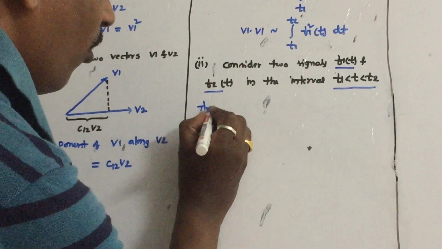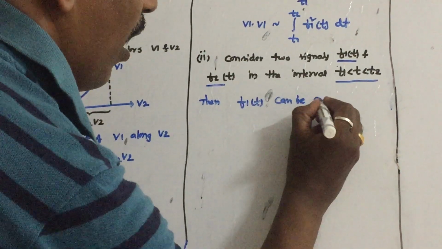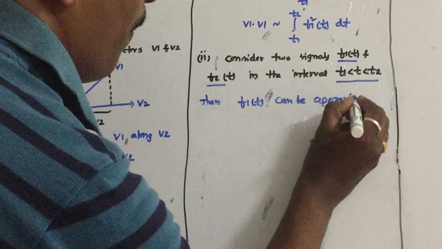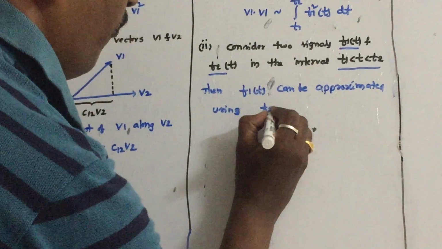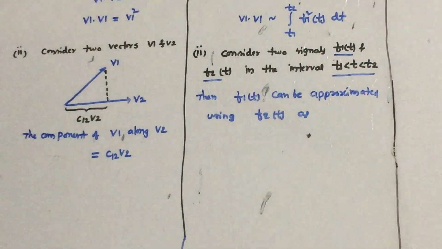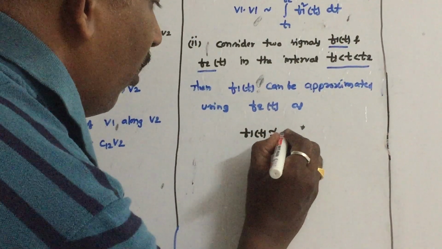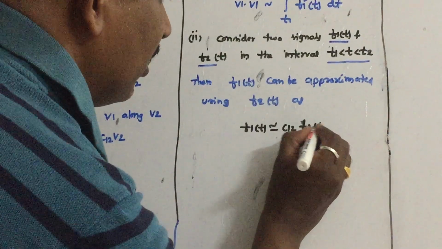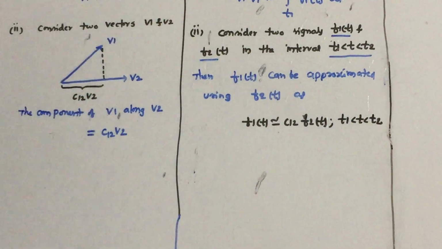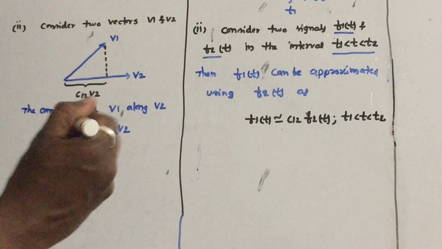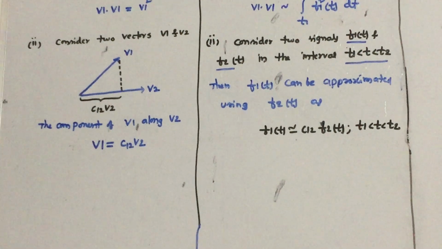Then f1 of t can be approximated using f2 of t. How to approximate? That is, f1 of t is approximately equal to C12 into f2 of t. We are making this approximation in this interval t1 to t2. Here this is v1. The component of v1 along v2 is C12 into v2.